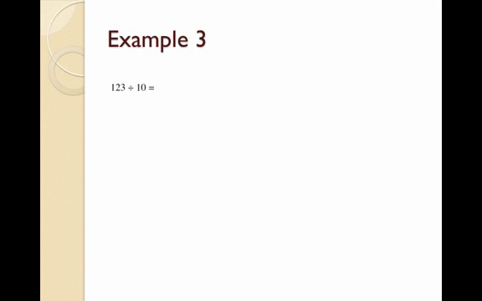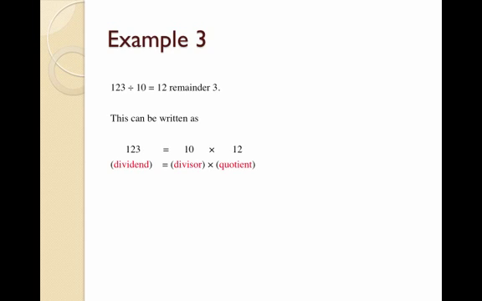Let me show you a number example to give you an idea of exactly what that means. Let's say we wanted to do 123 divided by 10. We would get 12 with a remainder of 3. This can be written as 123 equals 10 multiplied by 12, which gives us 120, plus 3, which is the remainder. And this is how we wrote our final answer.